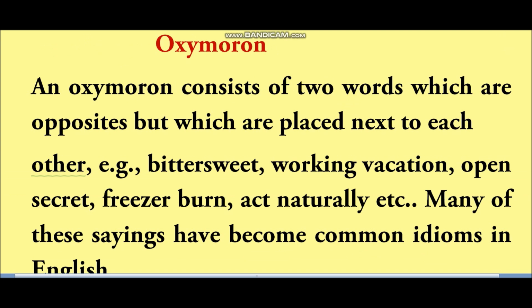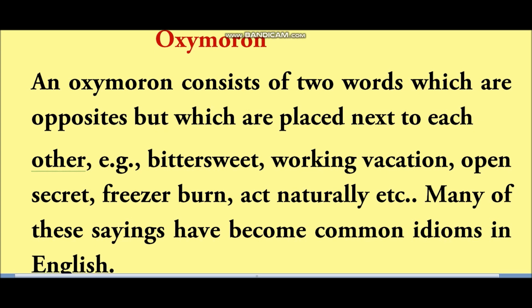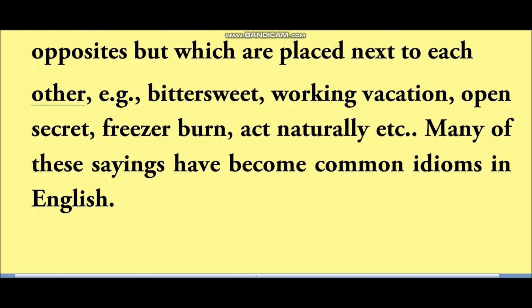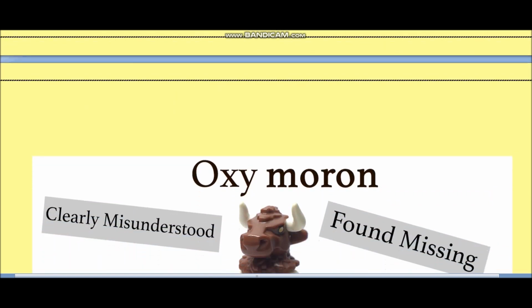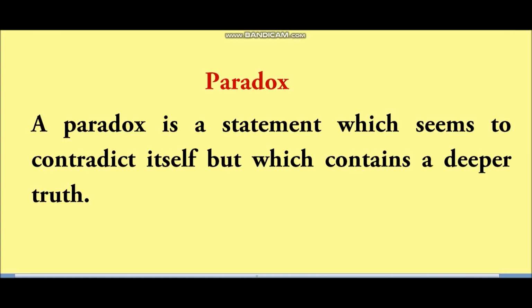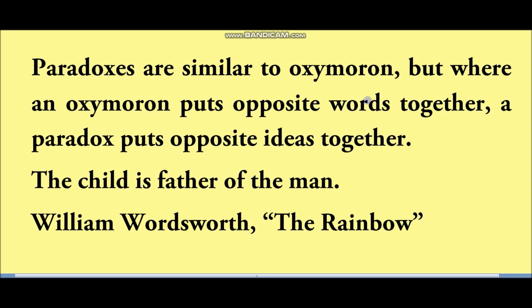Next one is oxymoron. An oxymoron consists of two words which are opposites but which are placed next to each other. For example, bittersweet, working vacation, open secret, freezer burn, act naturally, etc. Many of these sayings have become common idioms in English. Next one is paradox. A paradox is a statement which seems to contradict itself but which contains a deeper truth. Paradoxes are similar to oxymoron, but where an oxymoron puts opposite words together, a paradox puts opposite ideas together.